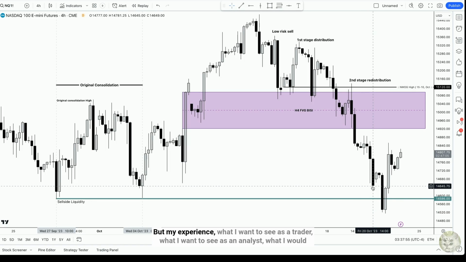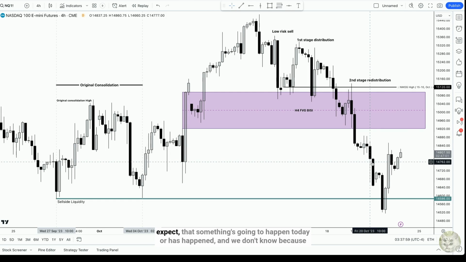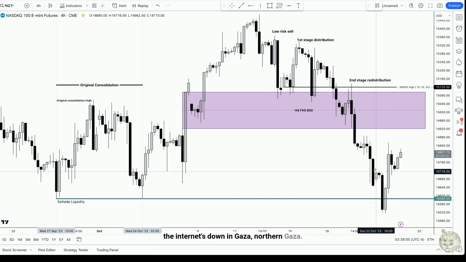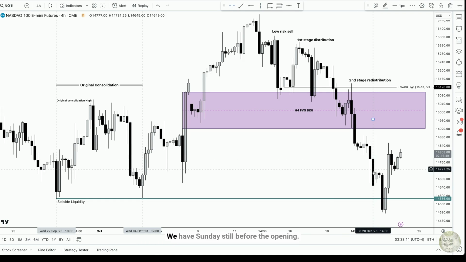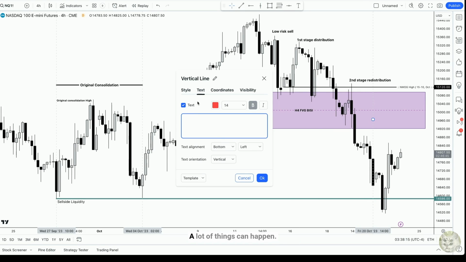But from my experience, as a trader and as an analyst, I would expect that something's going to happen today or has happened, and we don't know because the internet's down in Gaza, northern Gaza. There could be all kinds of atrocities being done, some kinds of escalation. We have Sunday still before the opening. A lot of things can happen. Shocking things can happen. We're in that climate where things like that can occur.